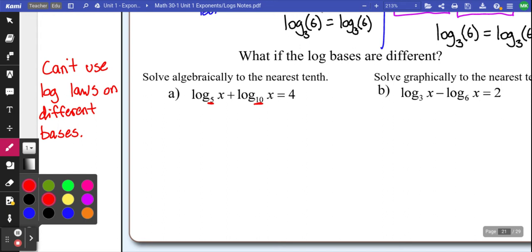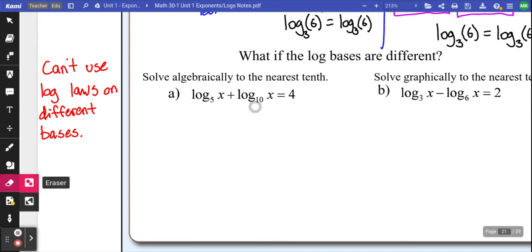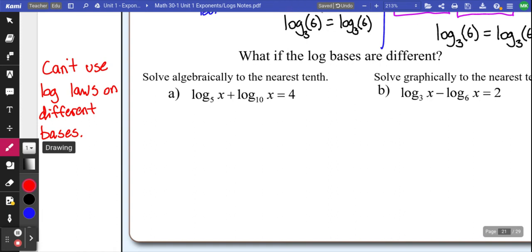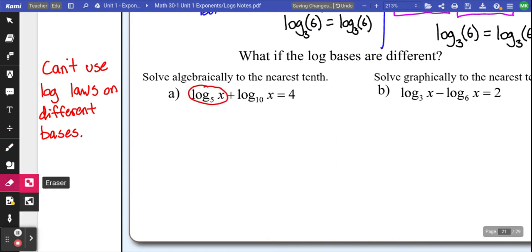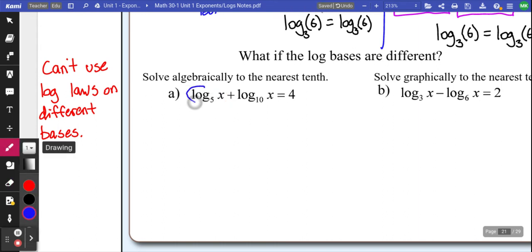Okay, so what do we do? If you have that situation, you need to change them so they are the same base. It's our change of base formula. It's how we calculate things without the fancy calculators. Take each log and change the base. You take this one, for instance, and I'm going to rewrite it like this: log base 10 of x over log base 10 of 5. That's how we put it in our calculator to calculate it, so we know that's mathematically true. It is called your change of base formula. It will be on a formula sheet for you as well.